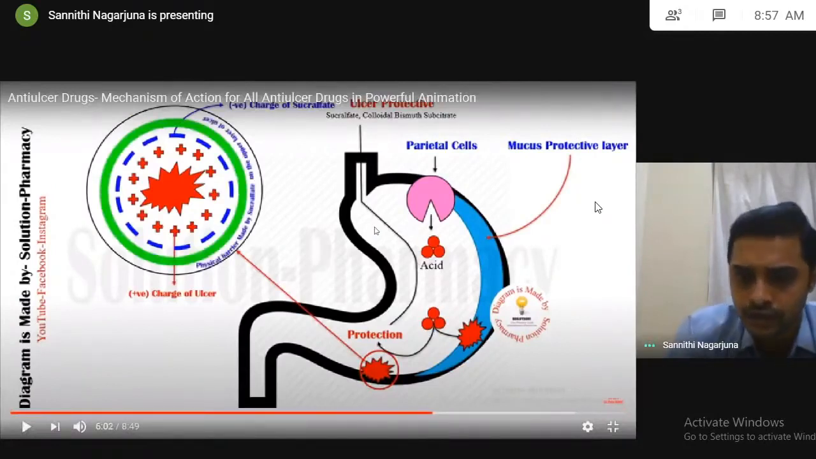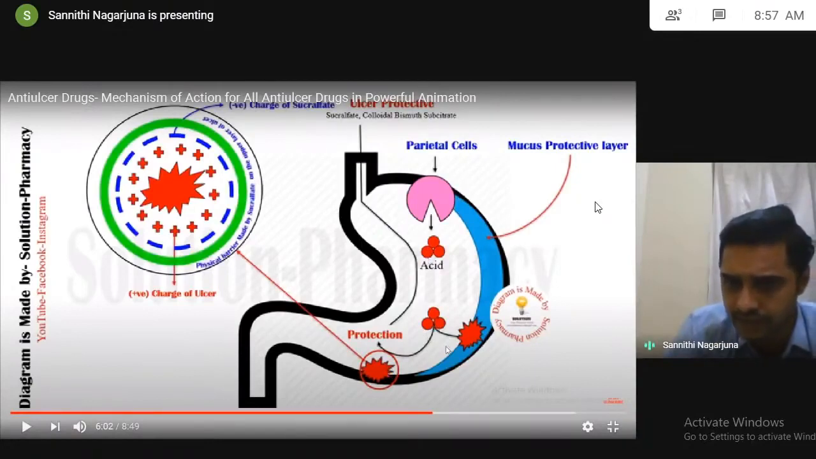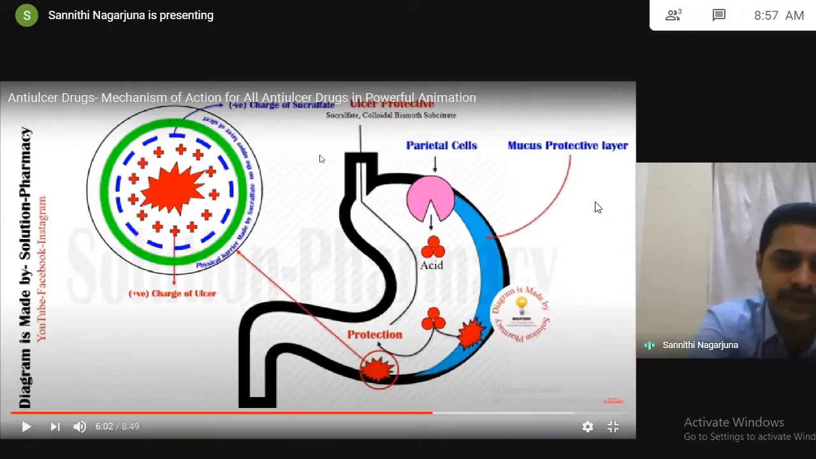Now understand? Because of this excessive acid secretion, the ulcers are formed like this. See, they represent ulcers here. So this is an ulcer. What are ulcer protectives doing? They are protecting the layer around the ulcers, which will protect the ulcers from direct exposure to other irritants and acids.